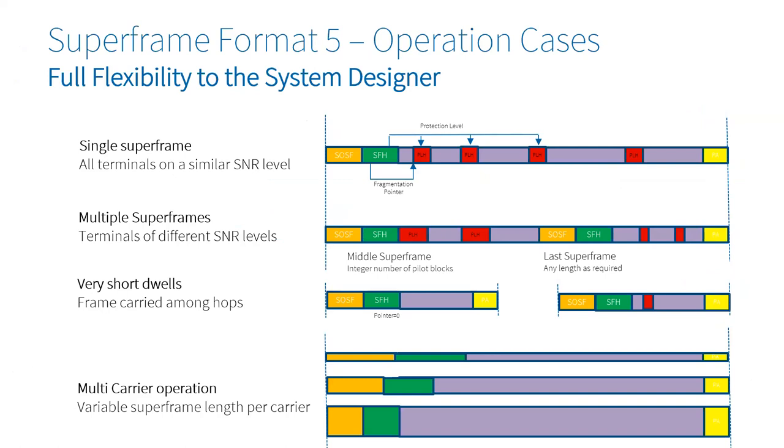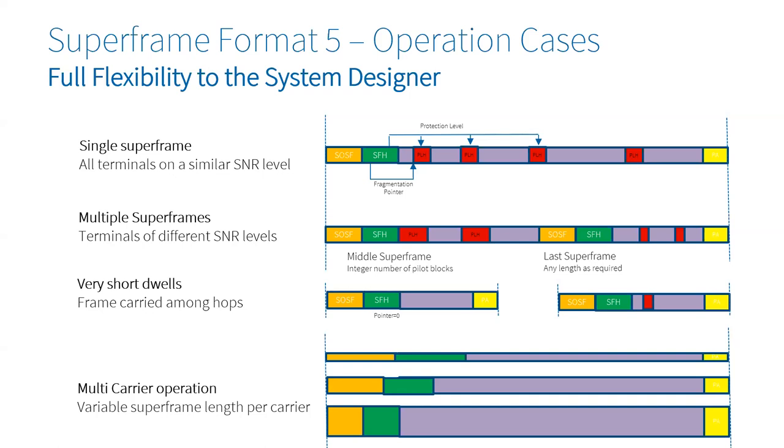Now, the standard was designed to give the system designer a lot of flexibility. Let's have a look at some examples of possible deployments. The first one, which you see here, is a single superframe. If all the terminals within the cell are more or less of the same SNR, so the protection level is more or less equal, then you can use a single superframe for the entire dwell time. There is no limit in the standard for the size of the superframe. It can be any size that the designer wishes.